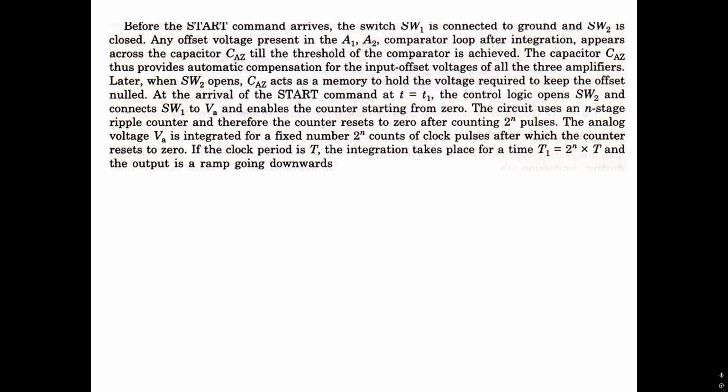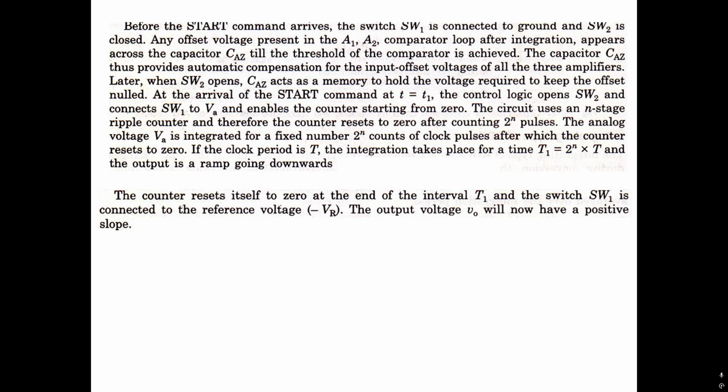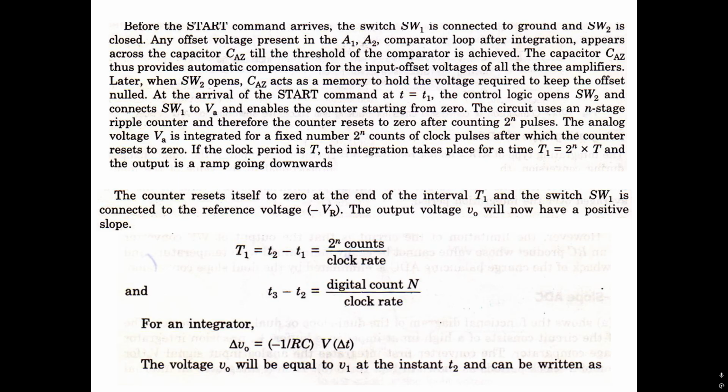If the clock period is T, the integration takes place for a time T1 equal to 2 power n into T, and the output is a ramp going downwards. The counter resets itself to 0 at the end of the interval T1, and the switch S1 is connected to the reference voltage minus VR. The output voltage V0 will now have a positive slope. Now T2 minus T1 equal to 2 power n counts divided by clock rate, and T3 minus T2 equal to digital count n divided by clock rate.